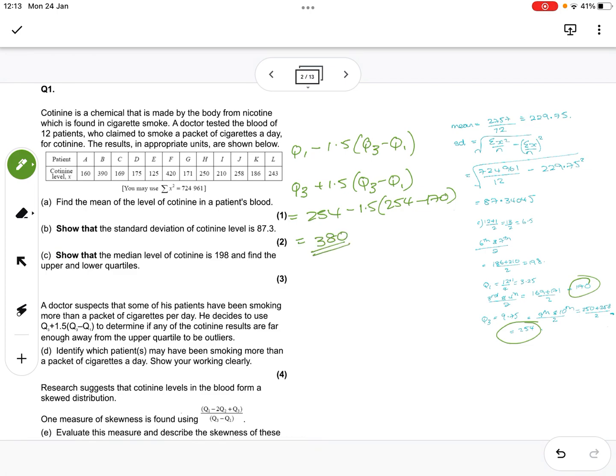So anything over 380, which is this one and that one. So it's B and E. So B and F, sorry, are the outliers.